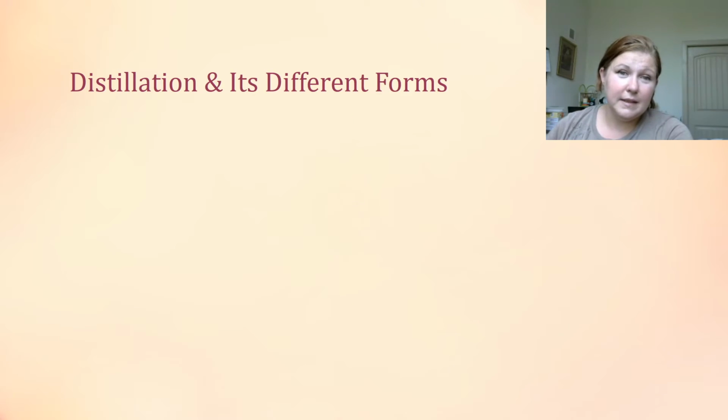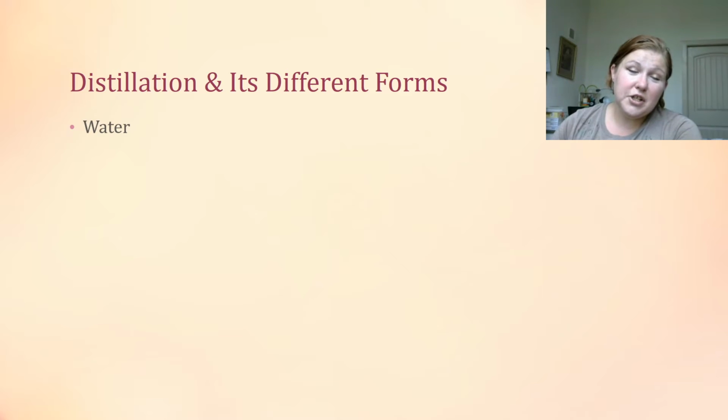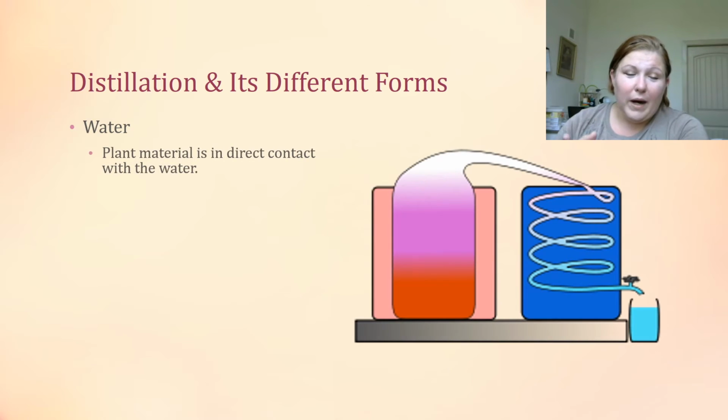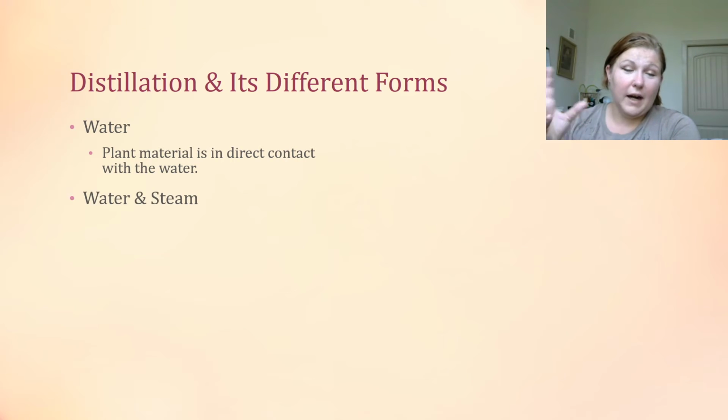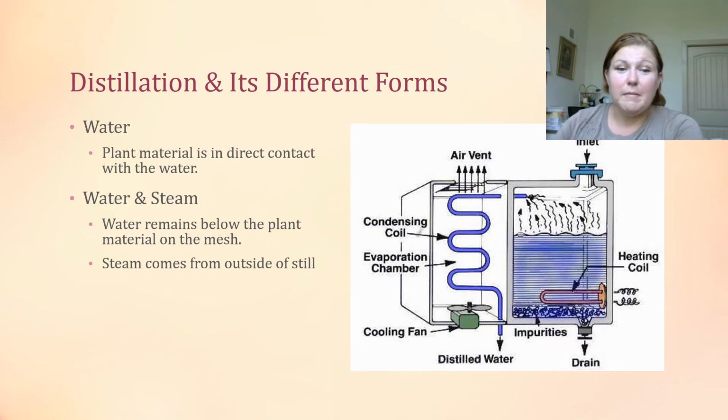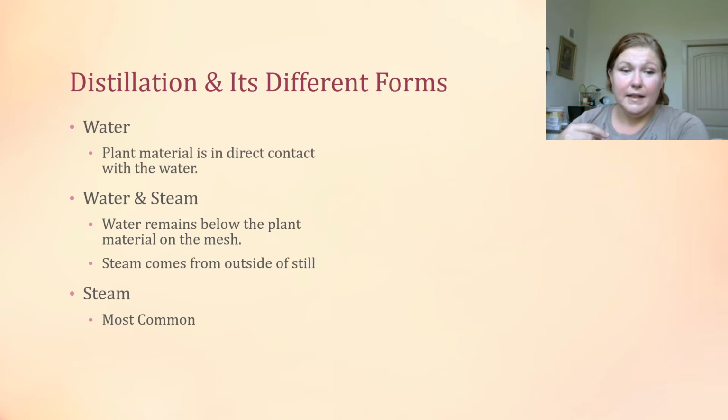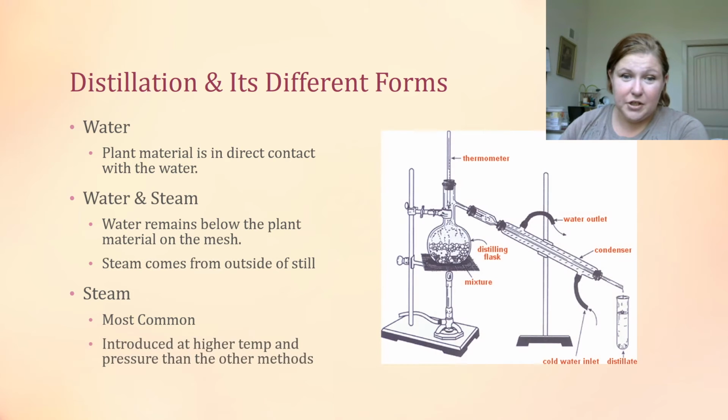from stock. Now, distillation actually has three different forms. There's the water method, where the plant material is in direct contact with the water. And then there's the water and steam method, where the water remains below the plant materials that are on the mesh, and then steam is injected from outside of the still, or indirectly. Then there is steam, which is the most common form of distillation. It is introduced at a higher temperature and pressure than the other methods as well.